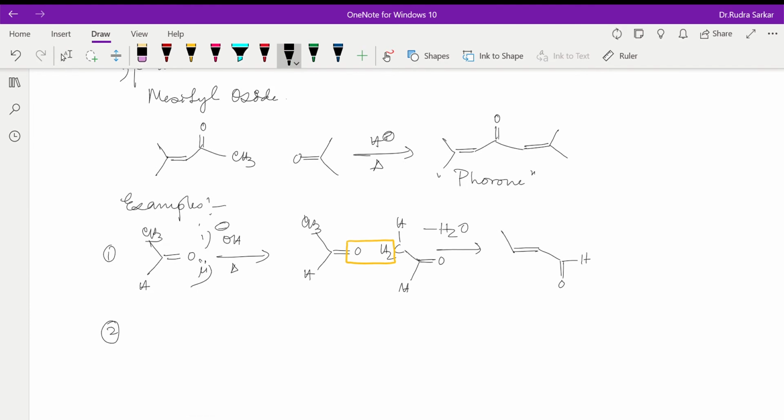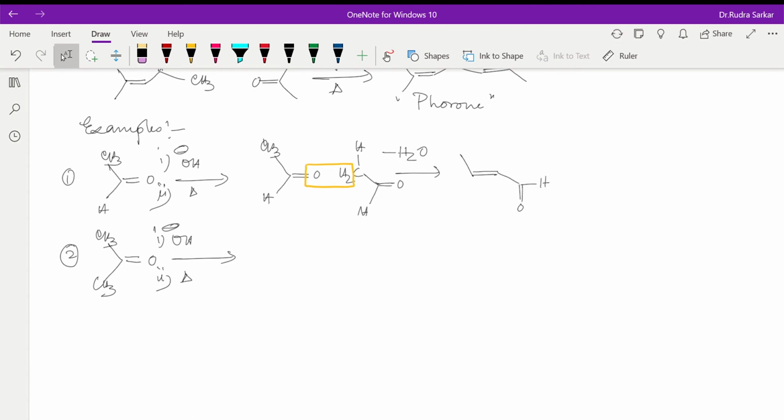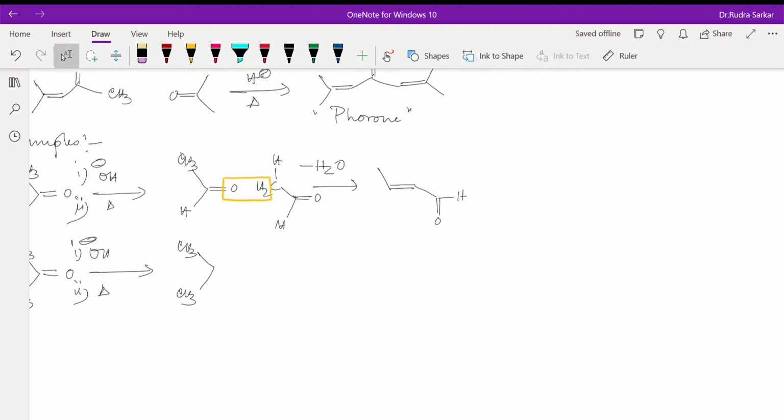Let us follow the same for acetone. Heat is necessary for elimination of water. If there is no heat, then beta hydroxy aldehyde or ketone will be your product in case of aliphatic compounds.